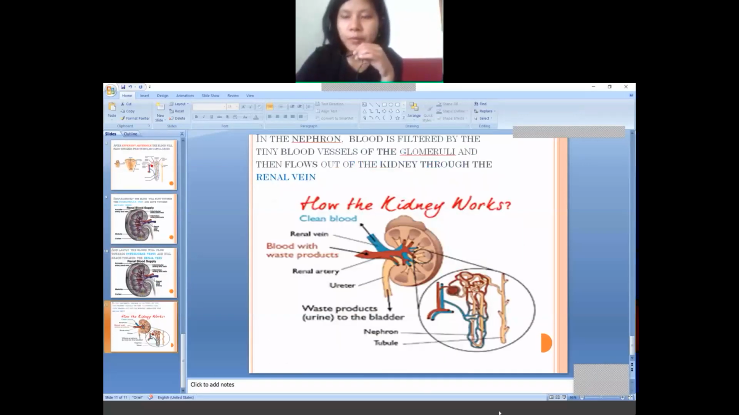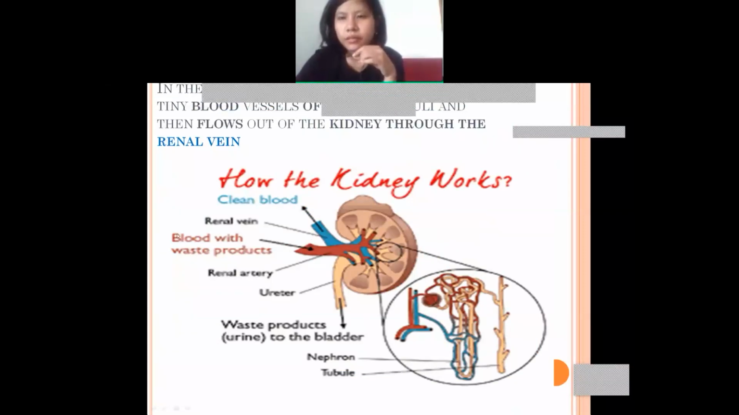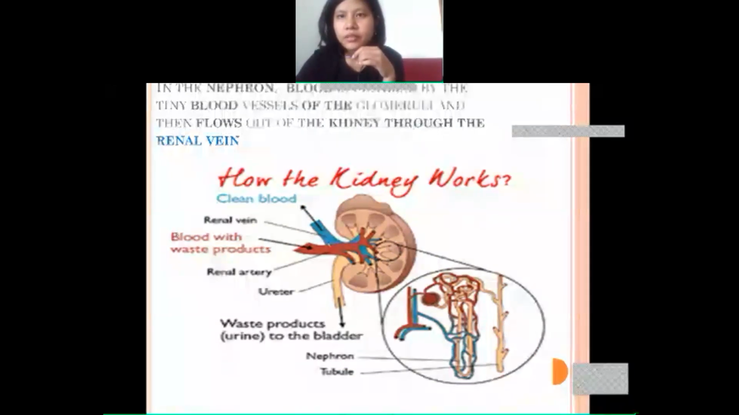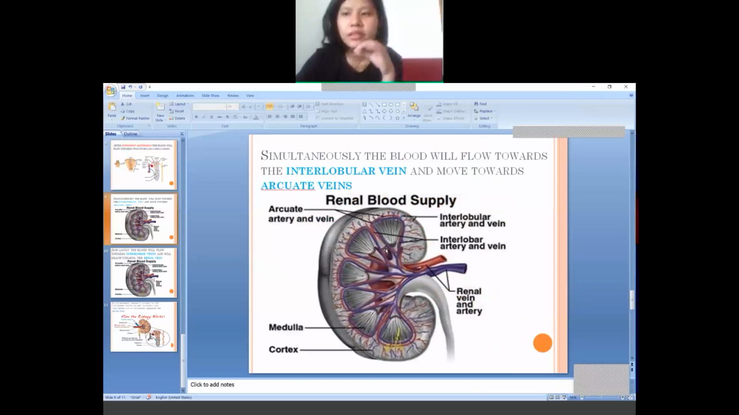And an extra point is that in the nephrons, the blood is filtered. The blood is filtered by all these small blood vessels of the glomeruli. Filtration is done, and after the filtration is done, the blood will come through the renal vein. So this is a system.